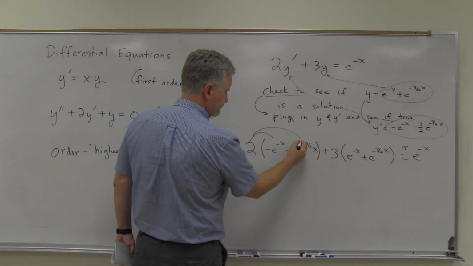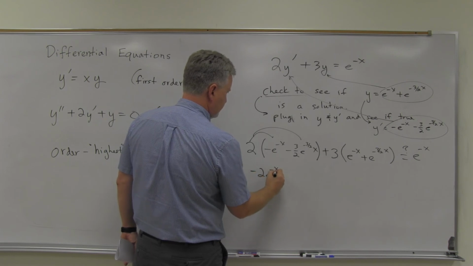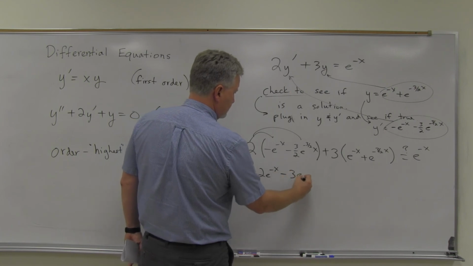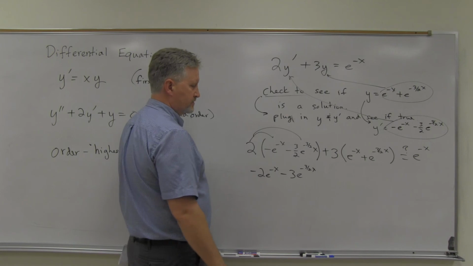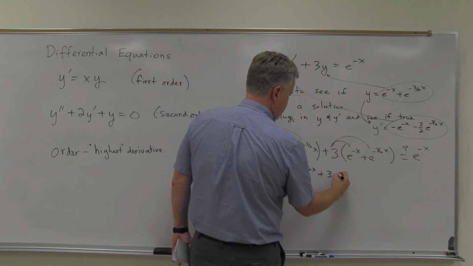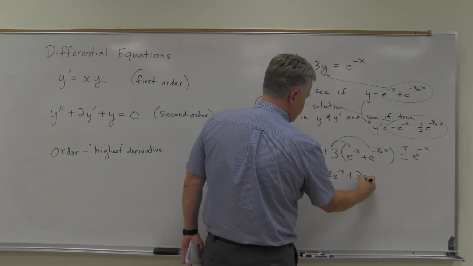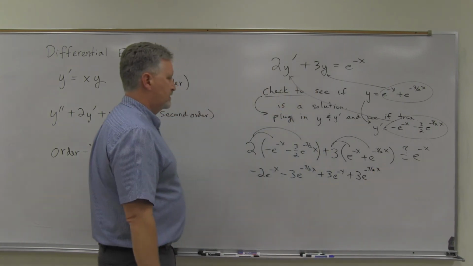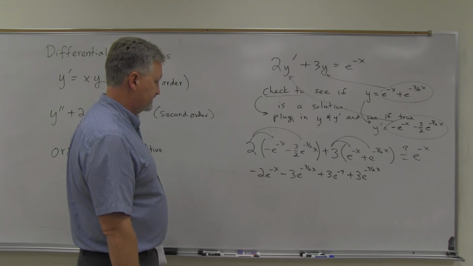Let's multiply here. We will have negative 2 e to the minus x. 2 times minus 3 halves would be minus 3 e to the minus 3 halves x, the 2's cancel out. And then distribute the 3, so that would be plus 3 e to the minus x, and plus 3 e to the minus 3 halves x. So is this going to work? This has got to simplify a lot, doesn't it? It's got to equal e to the minus x.